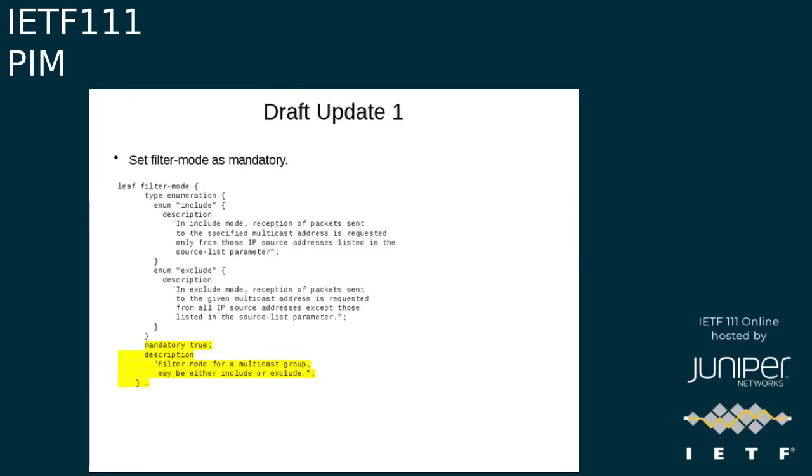Update 1: we set the filter mode leaf as a mandatory leaf. This leaf contains an enumeration, include or exclude. In the old version this leaf was not mandatory. Here we set this one as a mandatory leaf now. Next slide, please.